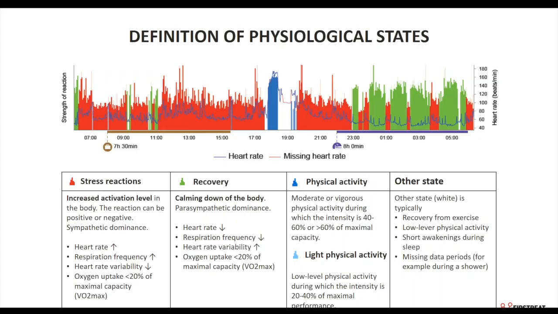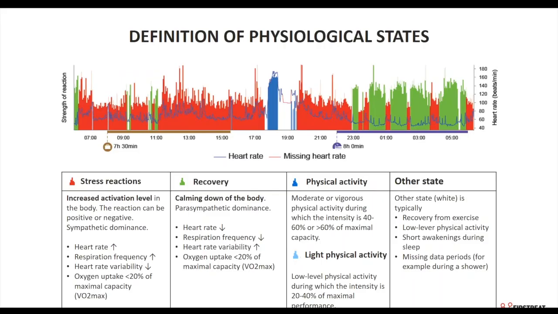Then the physical activity states, blue color or light blue color, moderate, vigorous, or light physical activity. That's identified based on the fact that energy expenditure and oxygen uptake are elevated from the base level. Light physical activity, 20 to 40% of maximal performance. So low level physical activity, moderate meaning 40 to 60% of maximal capacity, and vigorous physical activity identified when the intensity is over 60% of maximal capacity.